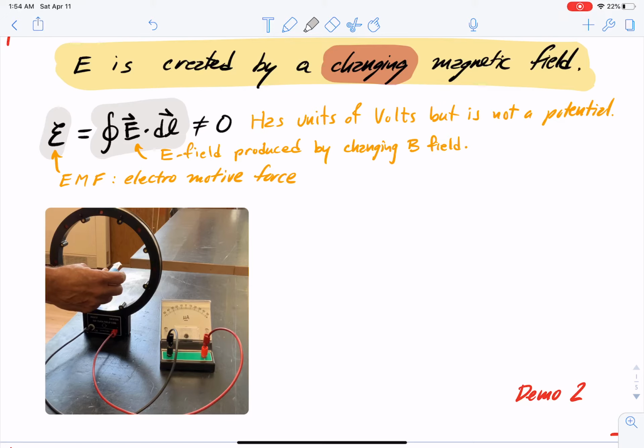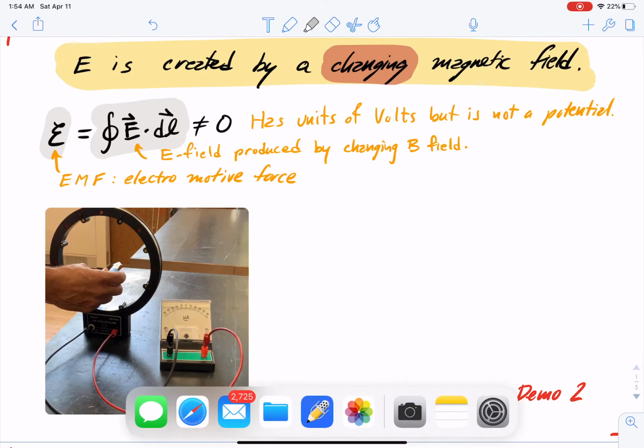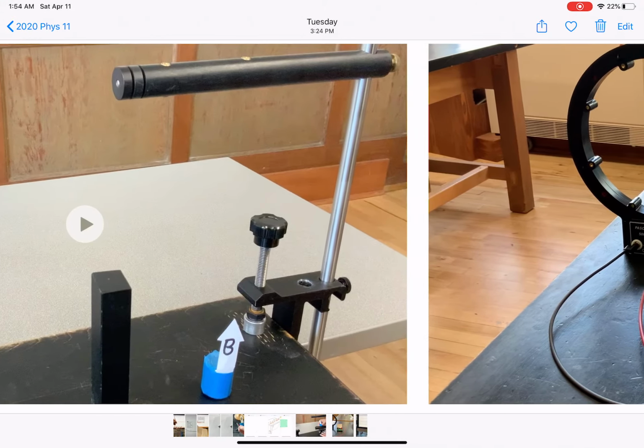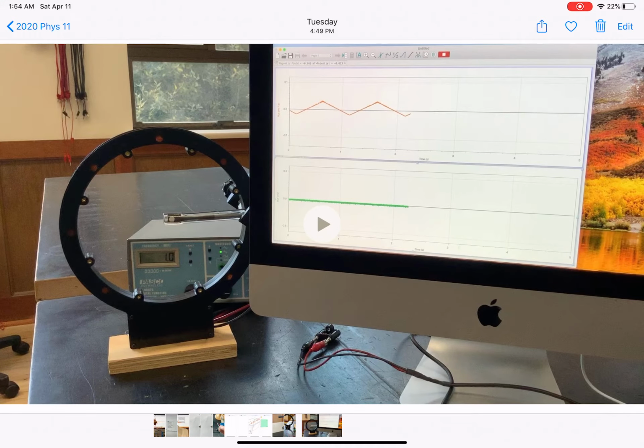Okay, so it's not equal to zero, but I haven't told you what it is. Okay, so it's somehow related to the changing field, but let's look at a different demonstration now to see exactly what happens here.